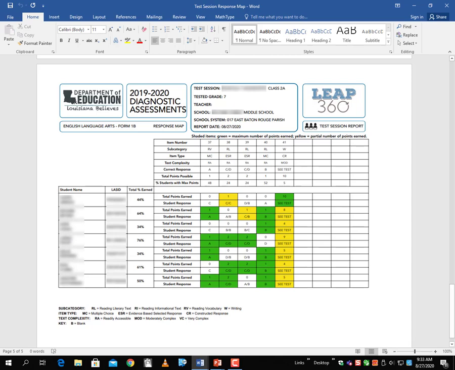Okay, so that is what the test session response maps look like. Now, before I go on, let me just mention this. You see, it says C test. Now, it says C test because remember the student had to write something.